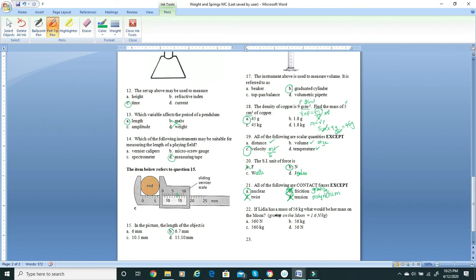If Lydia has a mass of 56 kilograms, what would be her mass on the moon? Gravity on the moon is 1.6 newtons per kilogram. Well, let's just think about it. Mass does not change anywhere you go. So her mass will definitely be the same. It'll be 56 kilograms. However, weight does. And if they asked about her weight on the moon, then you would have multiplied 56 by 1.6.